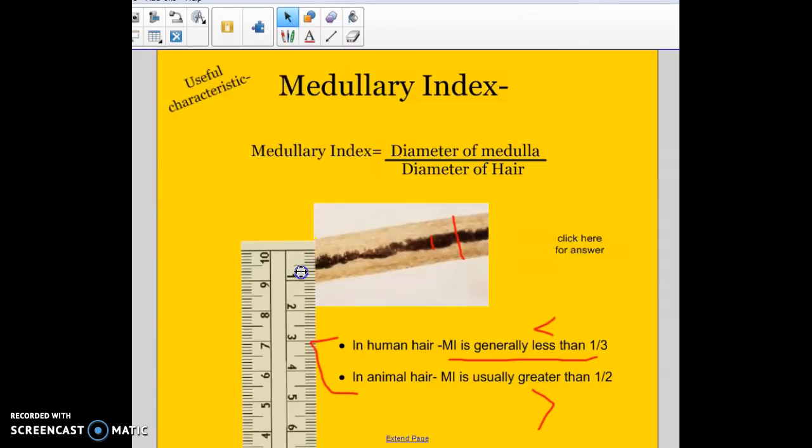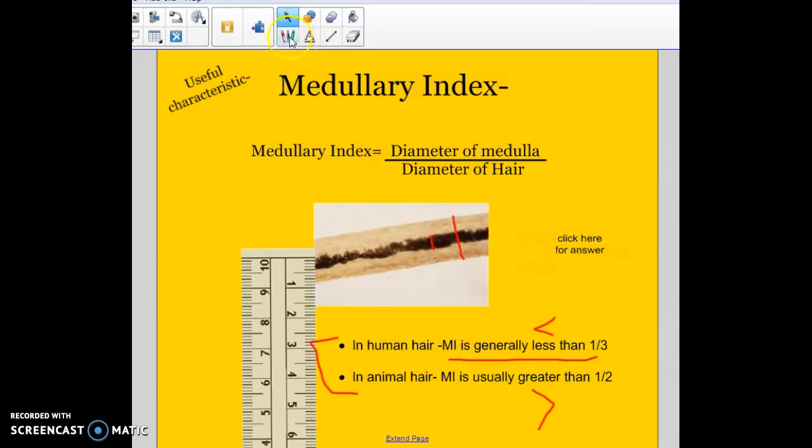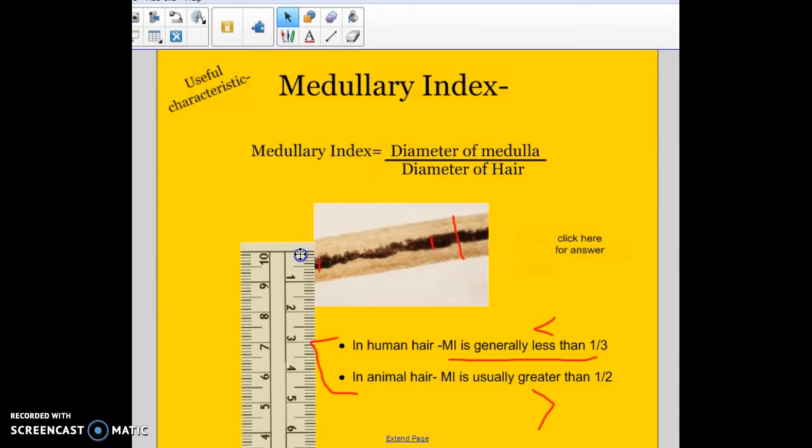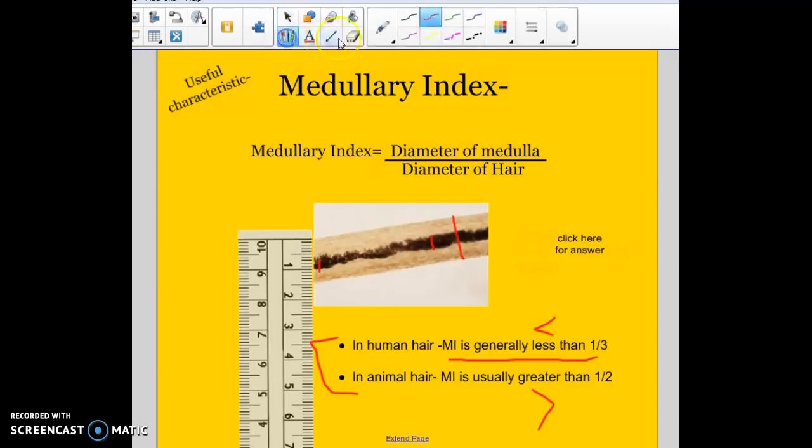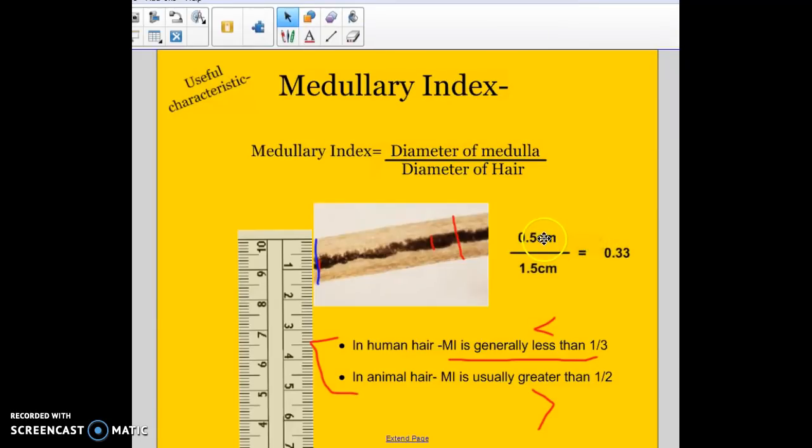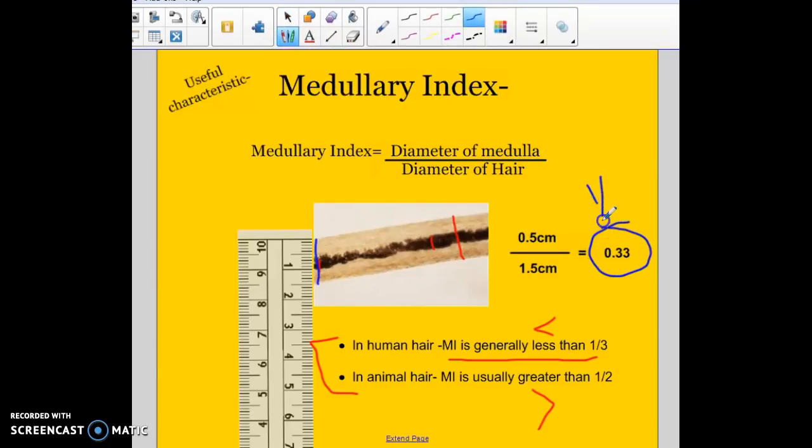So how this works is you take your ruler, you line it up, and you figure out how wide your medulla is. So we'll say that it is 0.5 centimeters, and then compared to the width of my entire hair, we'll say that the whole hair is probably 1.5. So you do 0.5 centimeters divided by 1.5 centimeters, and when you divide that, your medullary index is 0.33, or 1/3 if you turn that into a fraction, which would indicate that this is most likely human hair. Animal hair is usually greater than 1/2, so it'd be 0.5 and above.